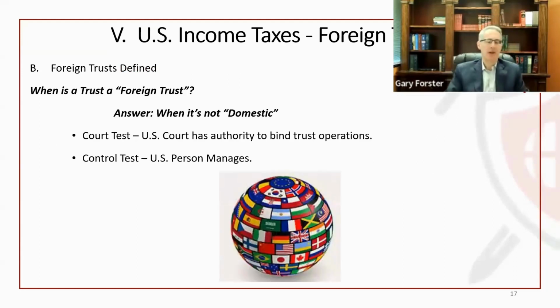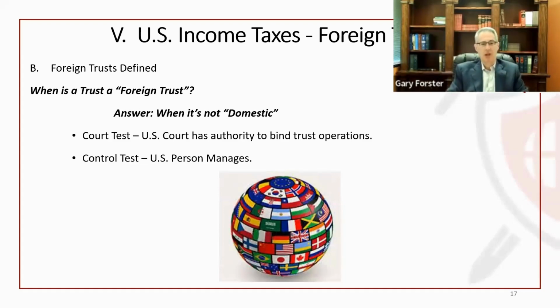So we do have to go through what is a foreign trust. Basically, a foreign trust fails one of these tests. In other words, if a U.S. court cannot rule on that trust, essentially what that means is the trust was formed somewhere else, and the law binding the trust pursuant to its terms is foreign, right? It's a foreign trust. Or if the trust is controlled by someone outside the U.S. jurisdiction.